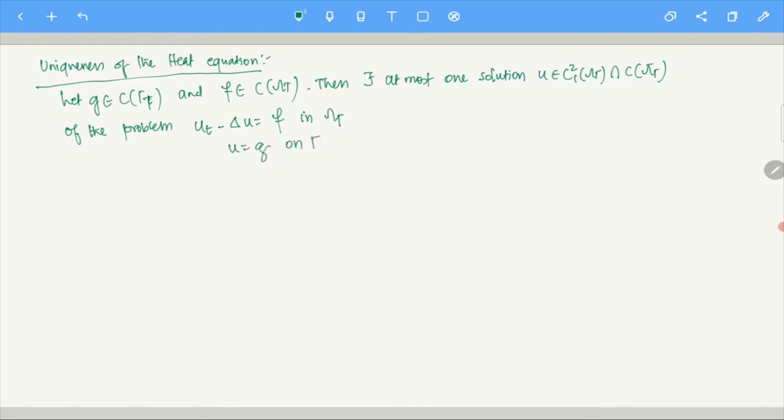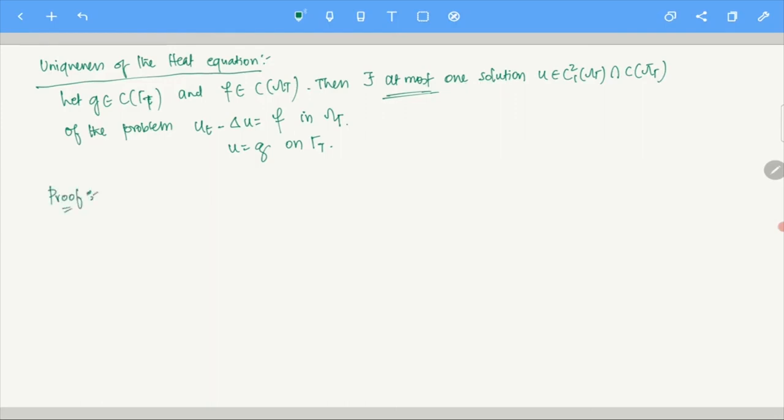on Gamma_T. So essentially, what is this saying? This initial and boundary value problem admits at most one solution. Since I already proved here that there is a solution for this problem, I can say that the solution is unique. Clear? Without the proof of existence, you can say that there is at most one solution.